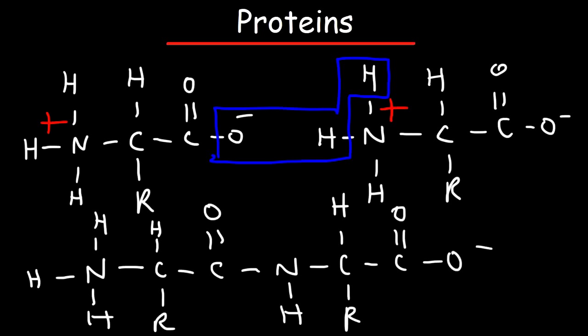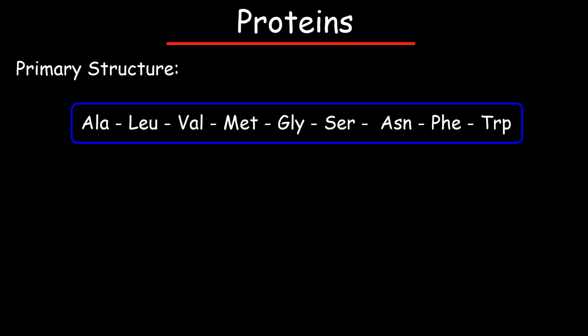So this is a dipeptide because we have two amino acids combined. And so this amide bond that we see here, that is the peptide bond. We formed a bond between the carbon and the nitrogen atom. So whenever you combine two amino acids to form a peptide bond, you're forming a covalent bond, which is hard to break. Now let's talk about the different levels of protein structure.